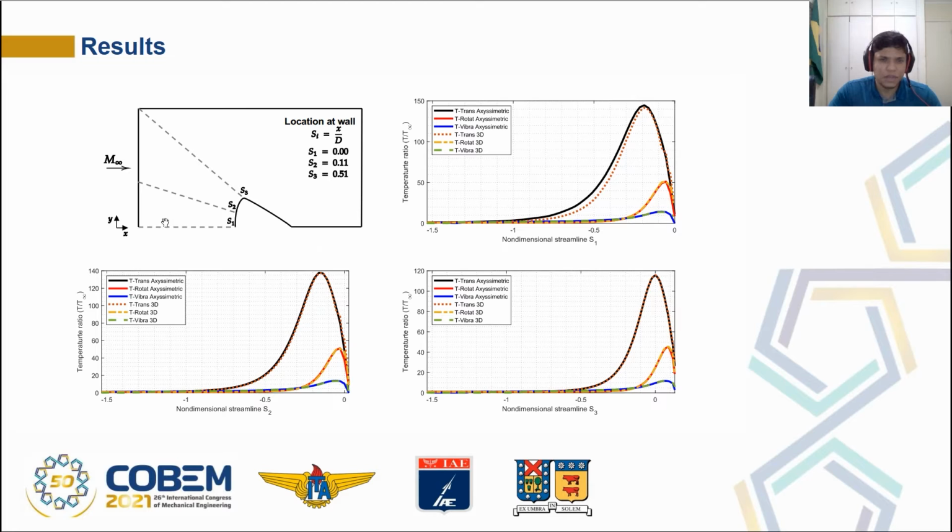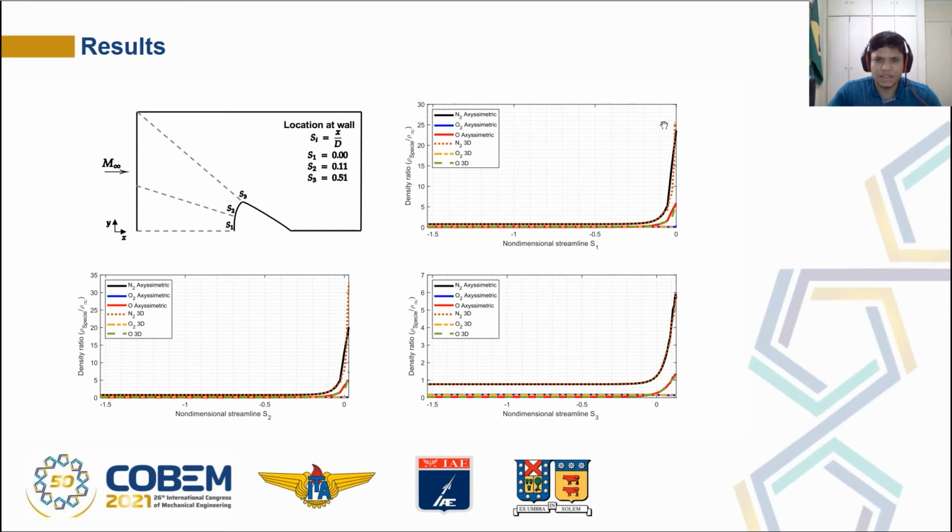And here we have some results for three streamlines for both capsules, and we can see the temperature field. Note that the axisymmetric and the 3D results have good agreement, and we can also note the variation of temperature for both capsules due to the presence of a bow shock.